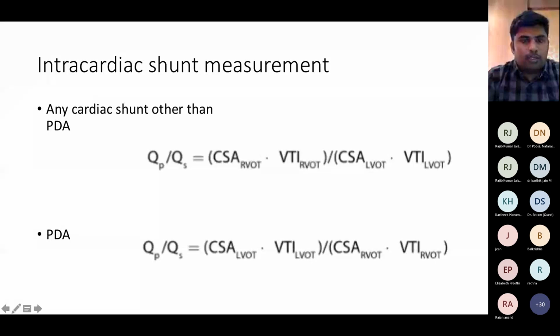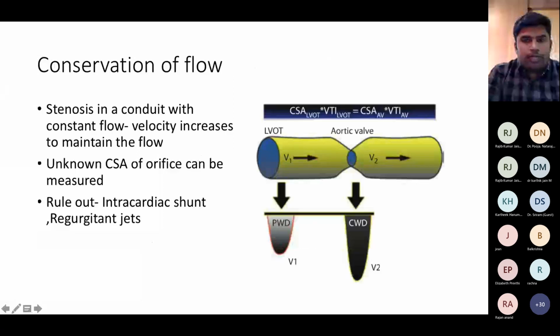Another important principle in hemodynamic measurement is the conservation of flow. In any conduit where the blood is flowing at a uniform velocity, the flow at any point is the same. In a situation where we consider the LVOT and aorta, the flow at the LVOT and aorta is the same. When the cross-sectional area at a point narrows, the velocity increases to keep the flow in the normal range.